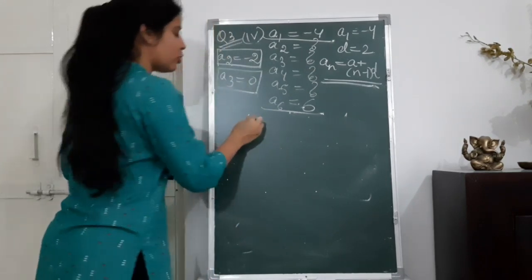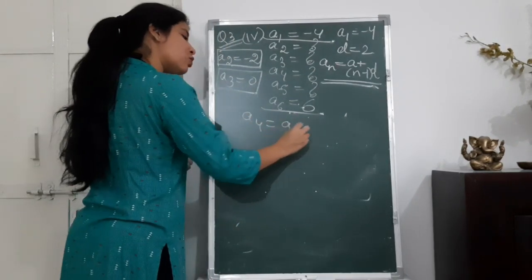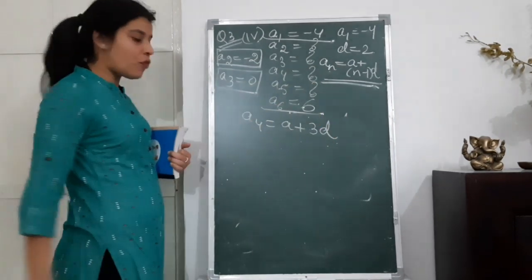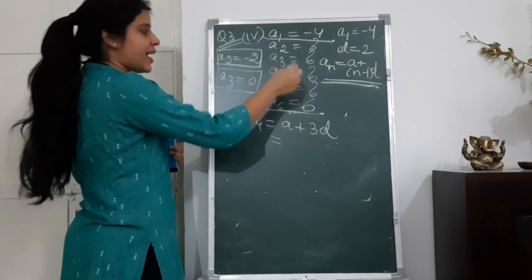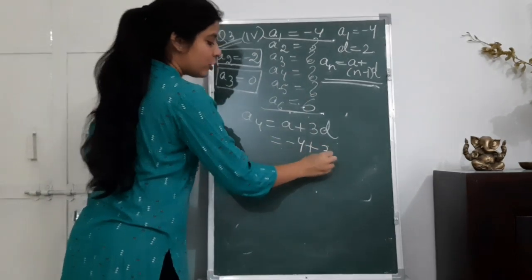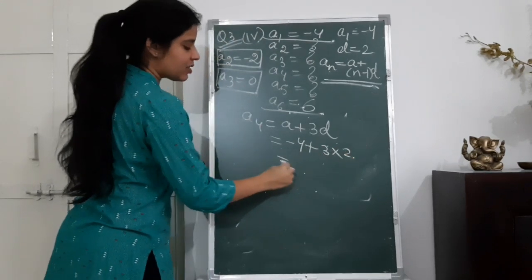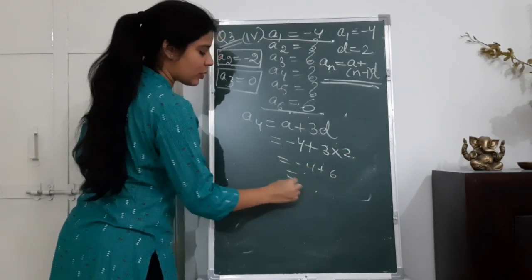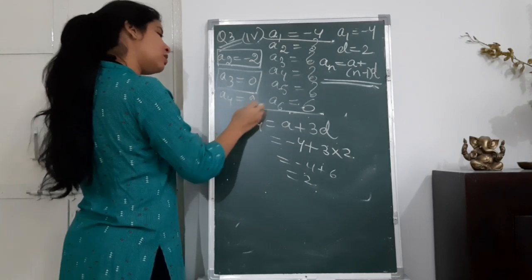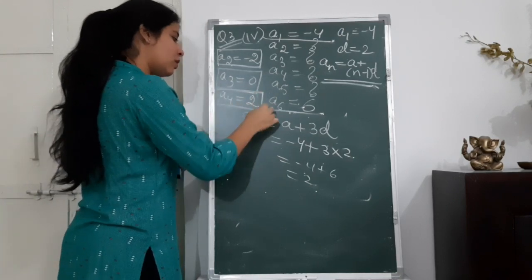What is A4 going to be equal to? A4 is equal to A plus 3D. Putting the value of N as 4. What is A? Minus 4. What is D? 2. Minus 4 plus 6 is equal to 2. So A4 is equal to 2.